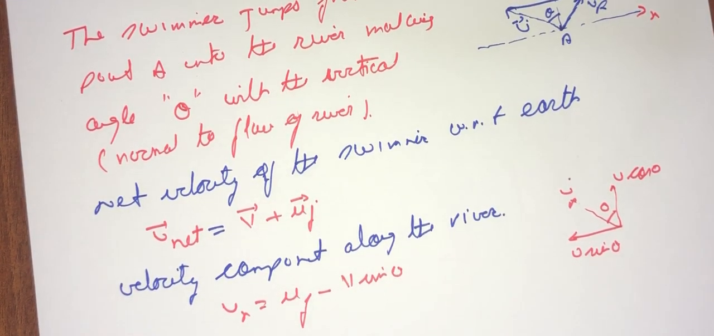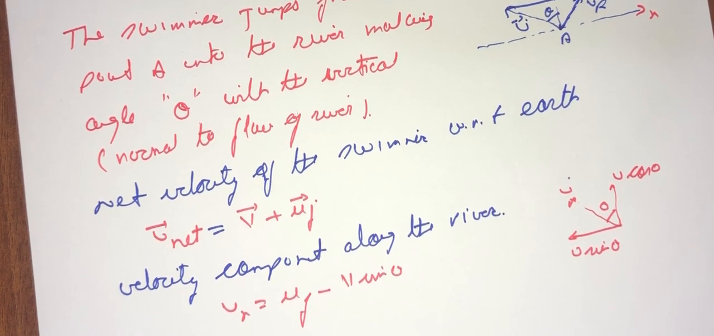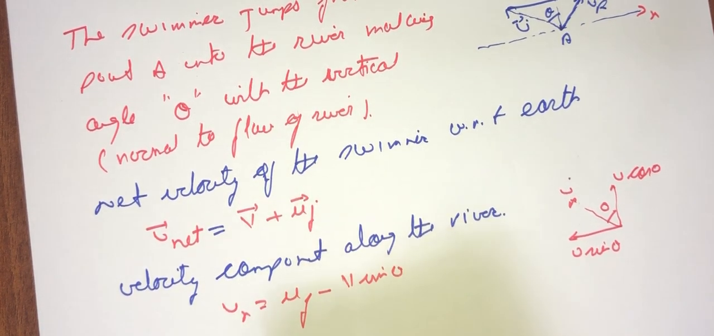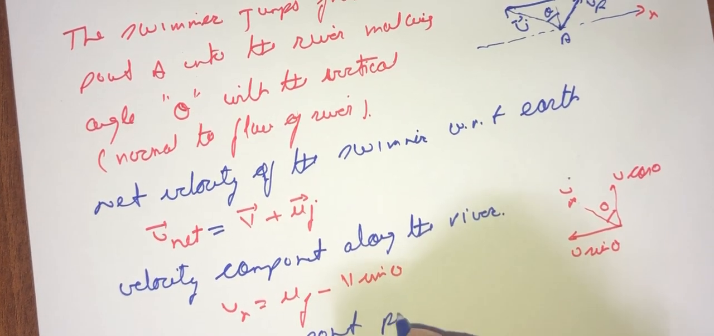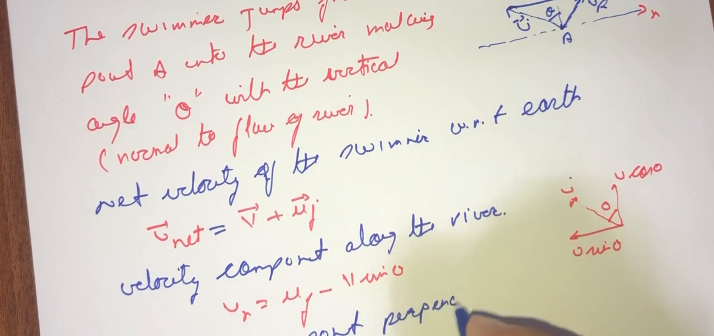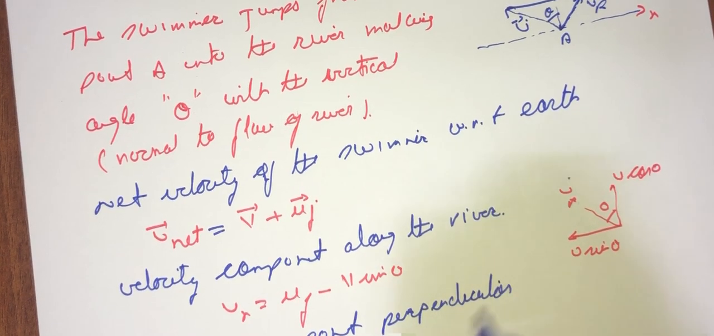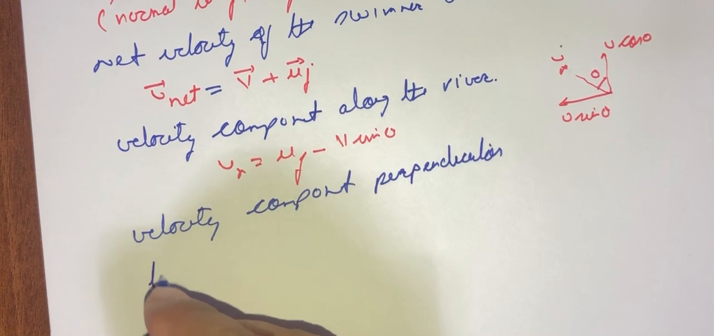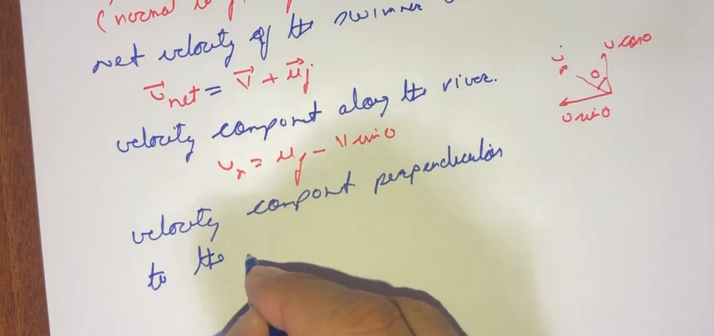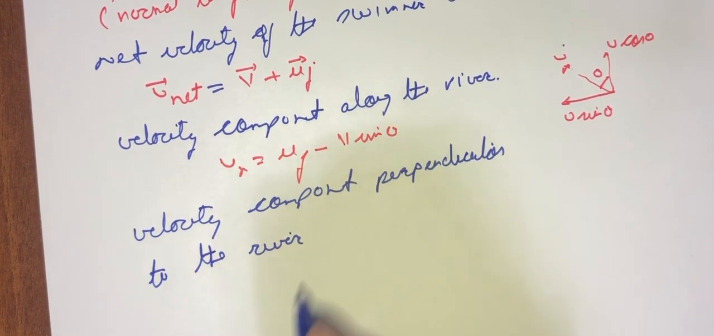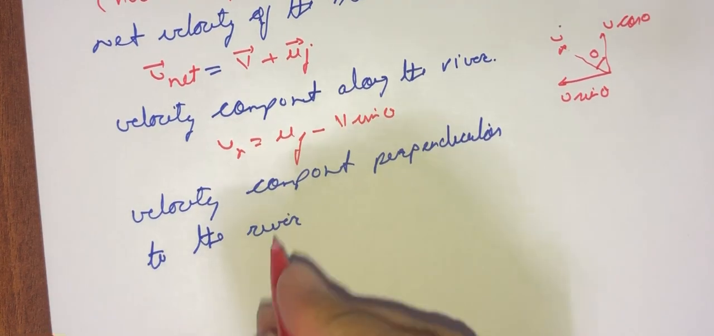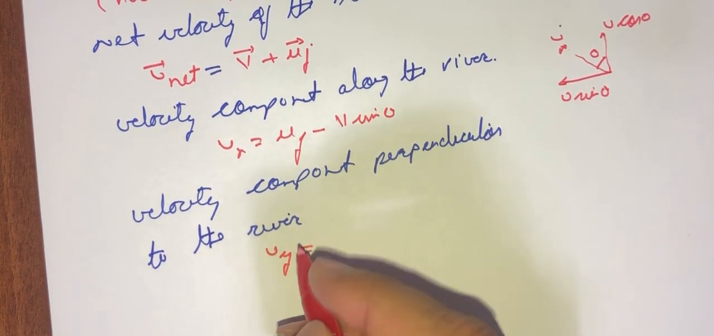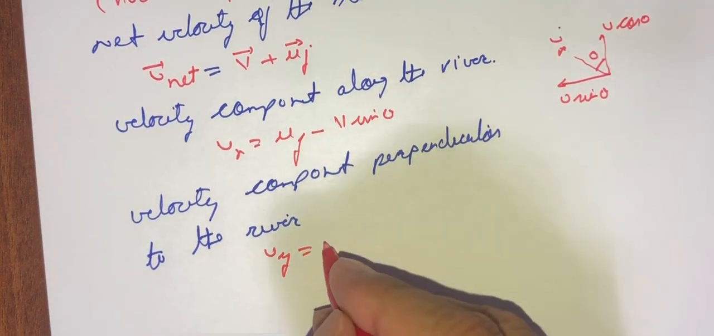Next is the velocity component in the direction perpendicular to the river. So we can write Vy, it will be equal to V cos of theta.